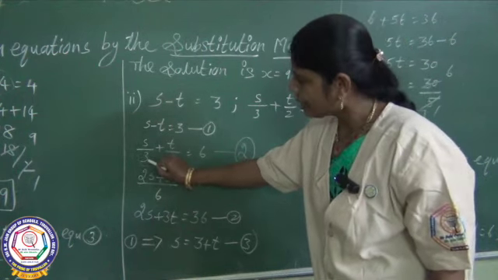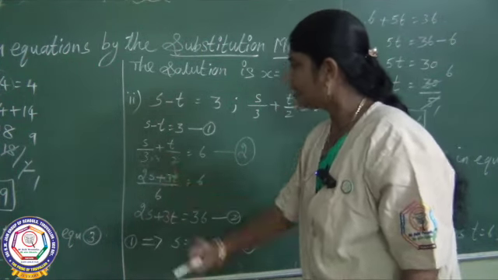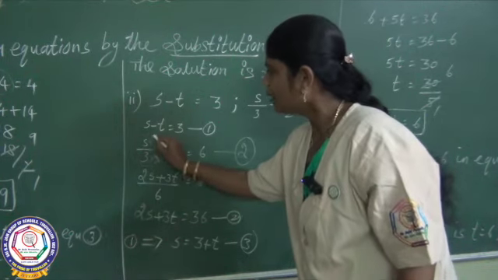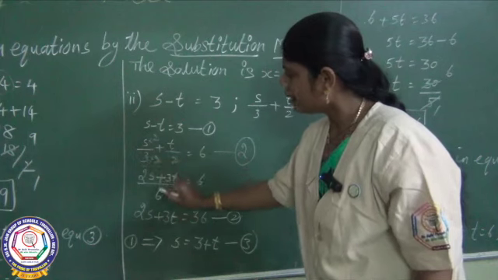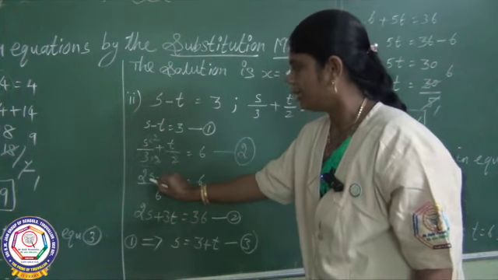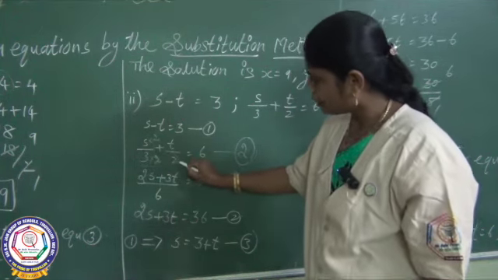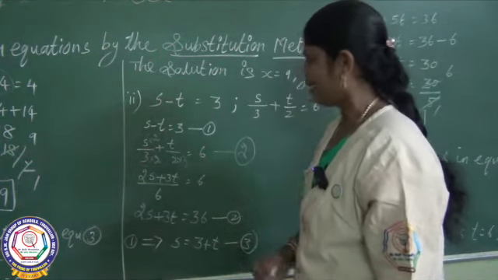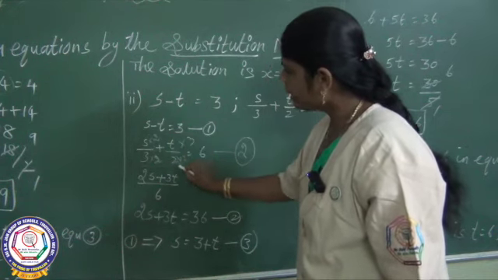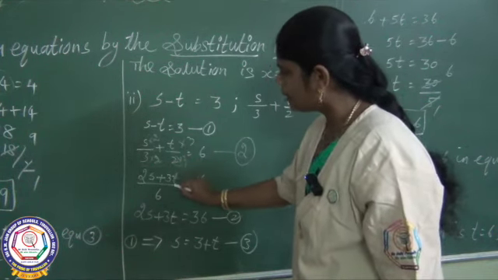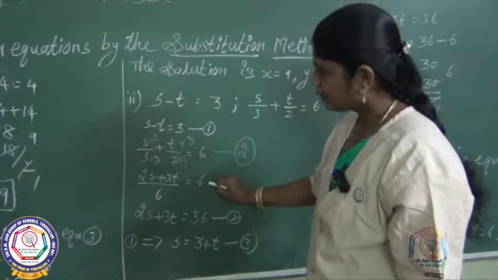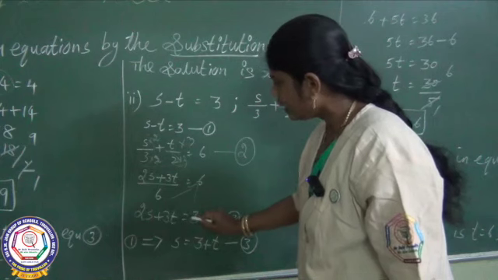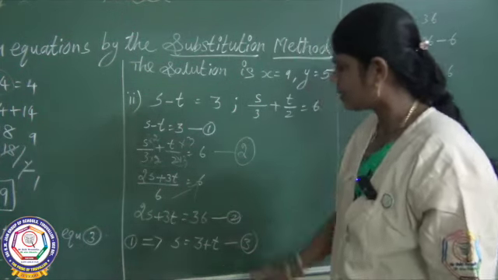Here the denominator is 3. You have to make the denominator 6. So you multiply by 2. 2 3s are 6. 2 into s, 2s. See here, the denominator is 2. You have to make it into 6. So you multiply by 3. 3 2s are 6. 3 into t, 3t equal to 6. Then cross multiply. 2s plus 3t equal to 6 into 6, 36.